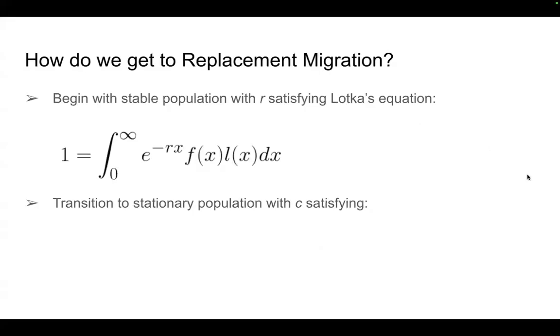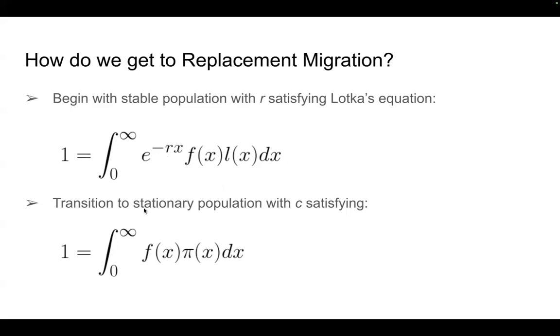And then we want to transition to a stationary population, long-term stationary. And instead of R satisfying Lotka's equation, we actually want C to satisfy this sort of modified Lotka's equation, where a couple of things change going from the first to the second. So this exponential term goes to 1 because R is 0. We're going to enforce that R is 0 because we don't want the population to grow anymore.